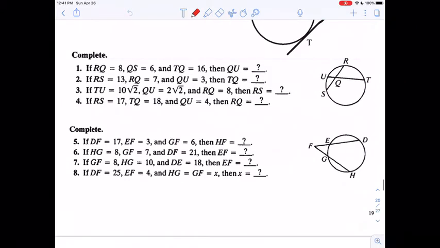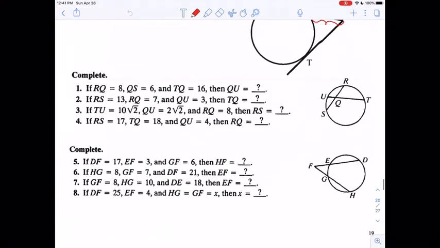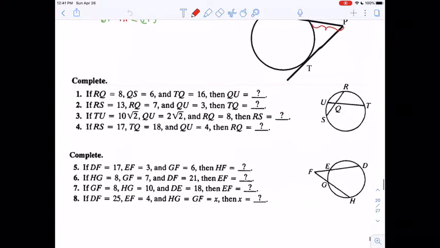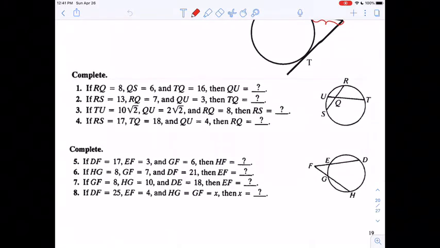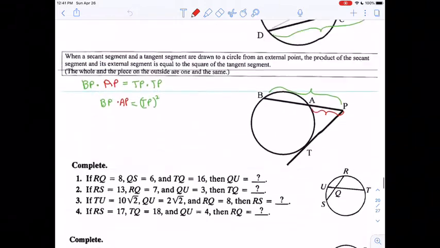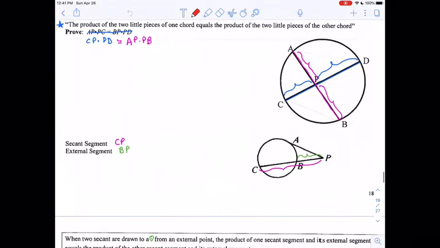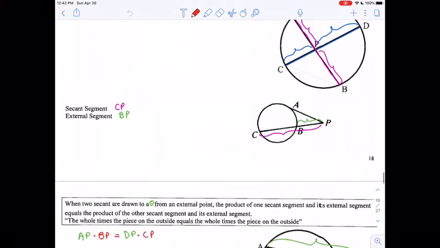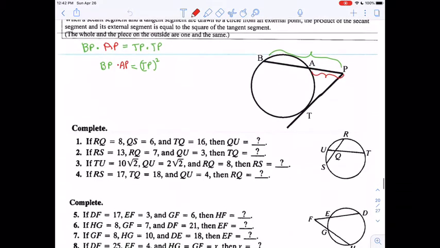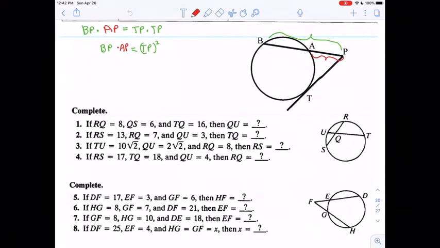Now that we've gone over the characteristics of segments within a circle, we're going to do a few examples. So in the figure to the right, the first problem's asking us about what happens when two chords intersect. And remember, with the chords intersecting, the product of the pieces of one chord equals the product of the pieces of the other chord. So let's go ahead and start with problem number 2.